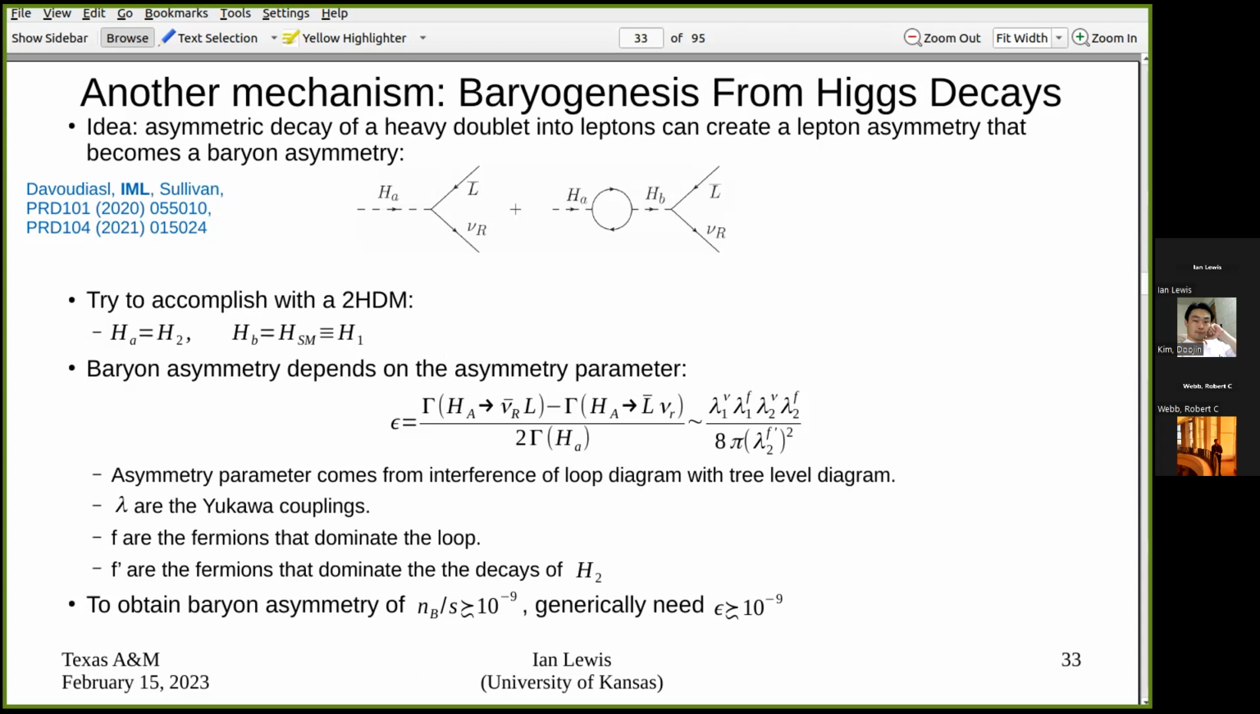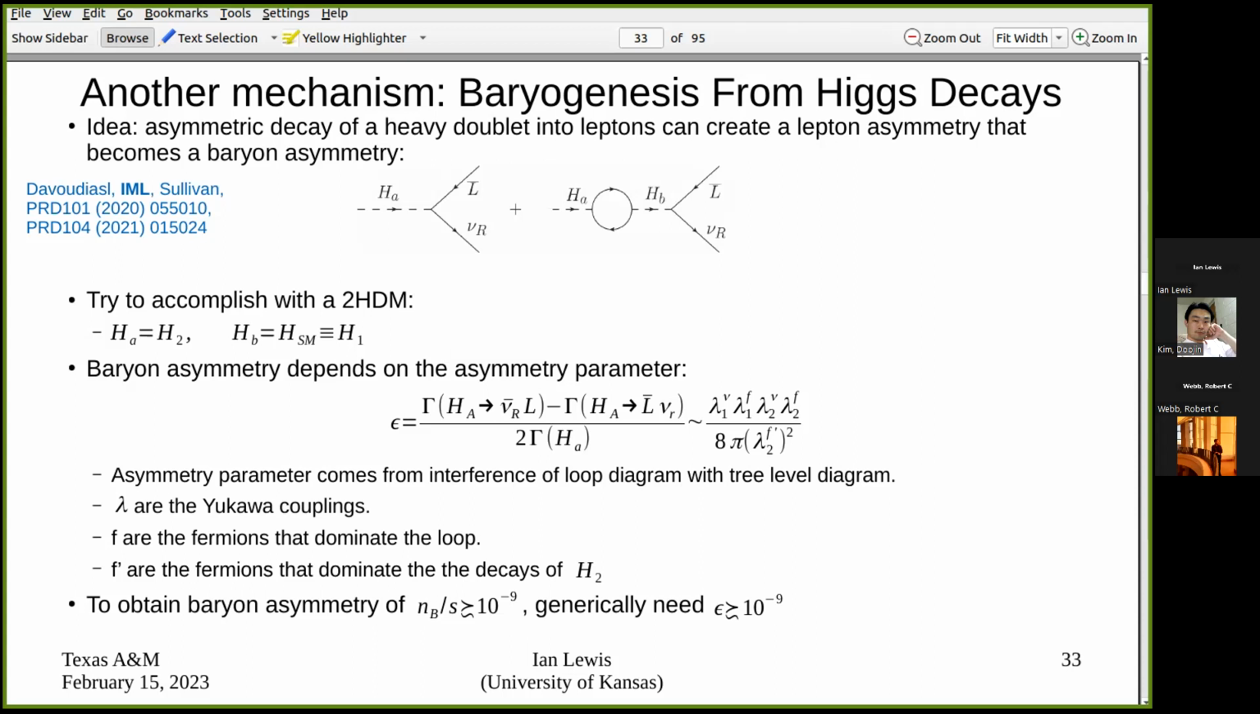And so what happens is the baryon asymmetry basically depends on the asymmetry parameter: how often does the heavy doublet go to leptons versus how often does it go to anti-leptons? If it goes to both equally, it goes to 0, I have no asymmetry. So I want to go to leptons instead of anti-leptons more, and I normalize by the total rates, and you can write it like this, because the entire difference actually comes from the interference of these two diagrams.